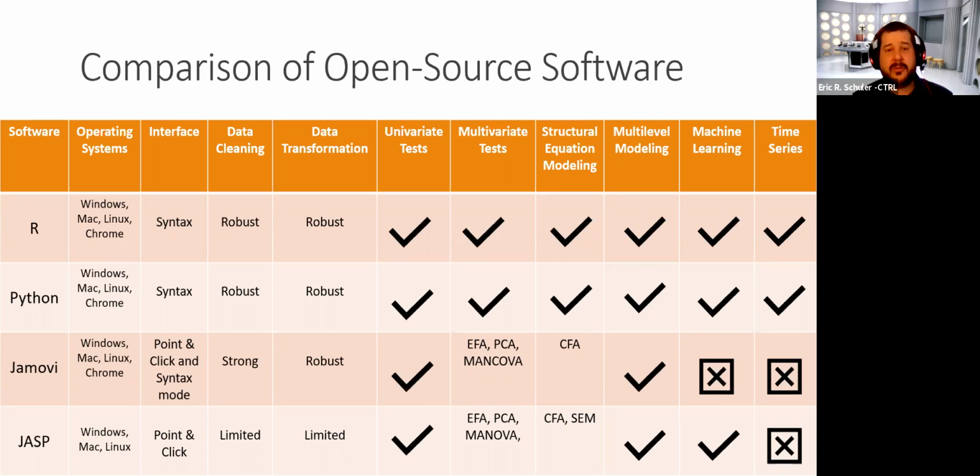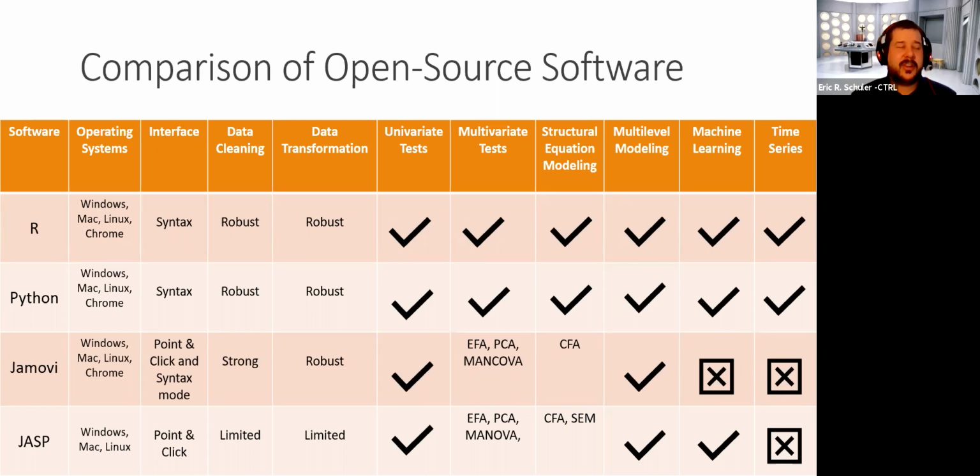If you're looking for univariate tests, all these are great options. Multivariate, R and Python are going to be your go-to. If you're looking for more like EFA, factor analysis, MANCOVA, or MANOVA, Jamovi and JASP have some options. If you're doing structural equation modeling or latent variable analysis, you're probably going to stick with R or Python. JASP and Jamovi have some options for some basic CFAs, but it actually uses the R code for that. Multi-level modeling, these are all good.